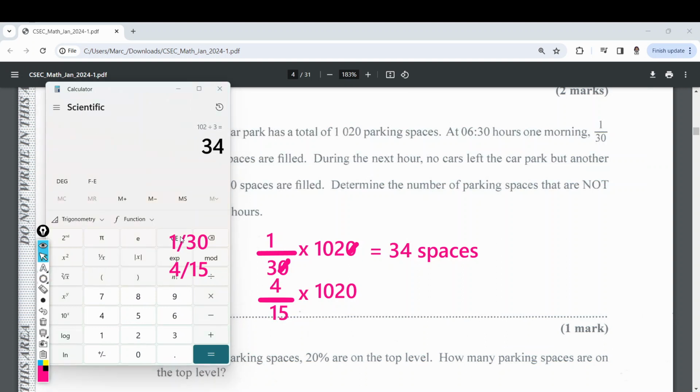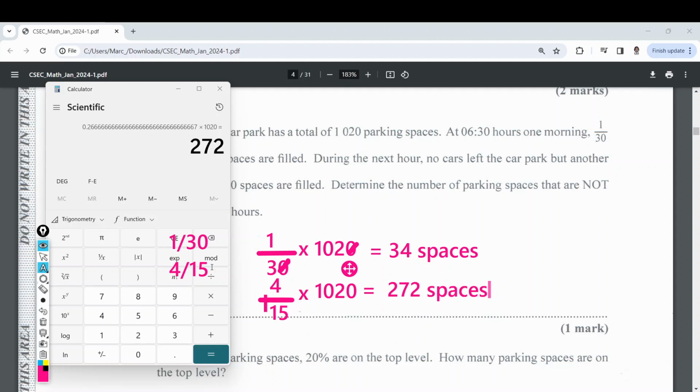So we're just going to say clear here. We're going to divide 4 by 15. When we divide 4 by 15, we're going to multiply that by 1020. We're going to get 272. Okay. All right, so let's just put this in line. We're going to say 272 spaces.